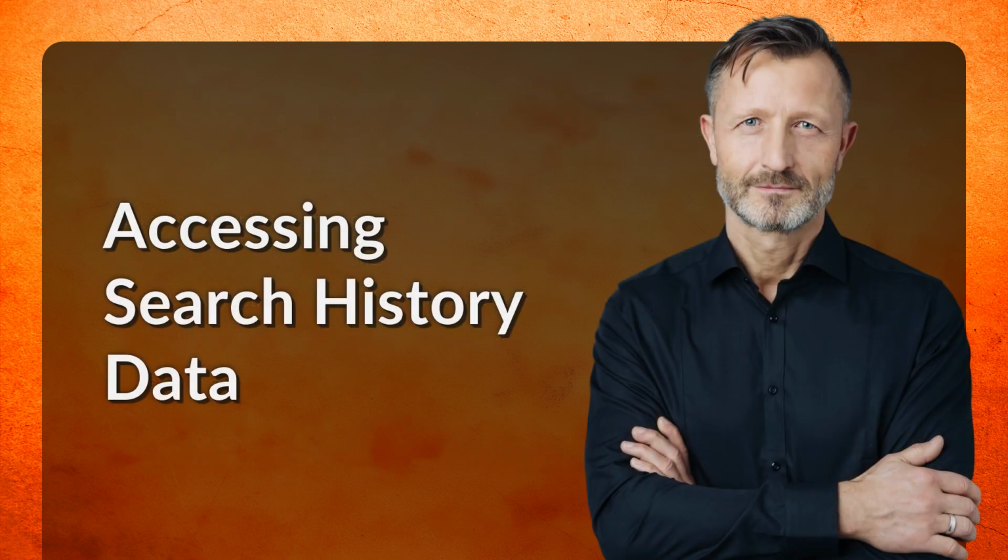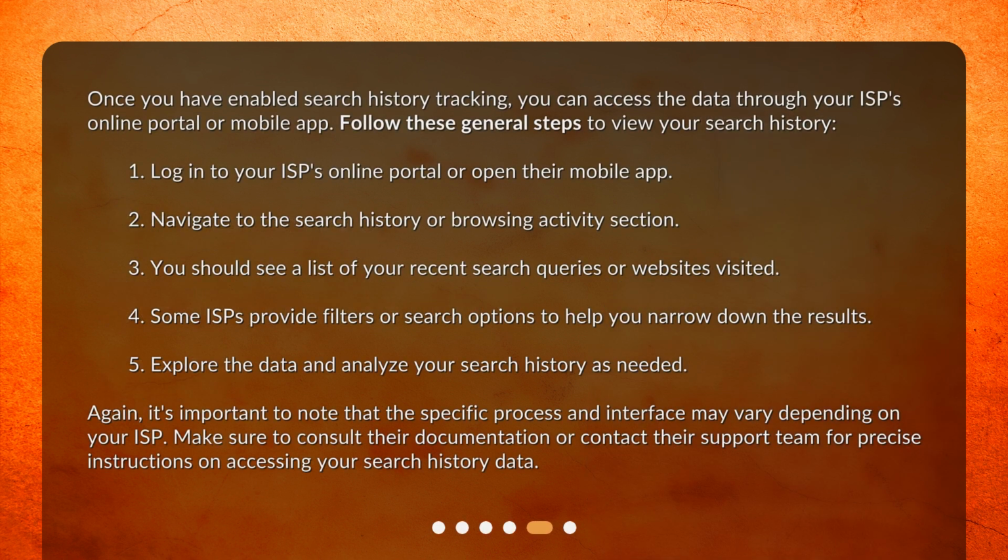Accessing search history data. Once you have enabled search history tracking, you can access the data through your ISP's online portal or mobile app. Follow these general steps to view your search history. 1. Log in to your ISP's online portal or open their mobile app. 2. Navigate to the search history or browsing activity section. 3. You should see a list of your recent search queries or websites visited.